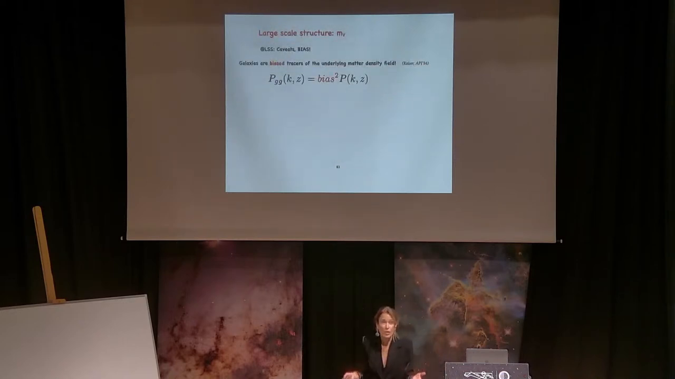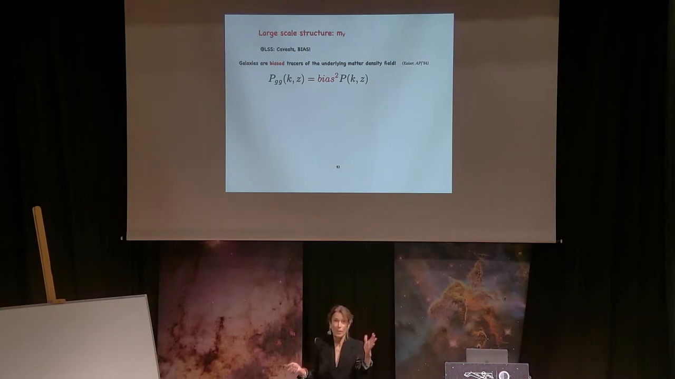Also realize that we are not measuring dark matter. We are measuring galaxies. Many of you know much better than I do that galaxies are biased tracers of the underlying dark matter density field. So we have this bias here when we are measuring the galaxy power spectrum. This is already one big problem, because we need to know this bias. Well, maybe by observing different tracers.